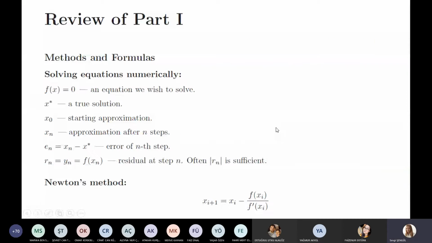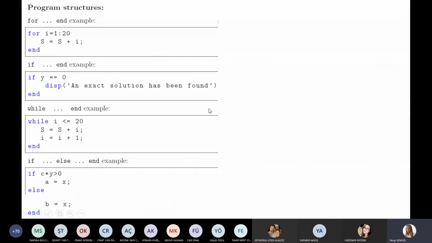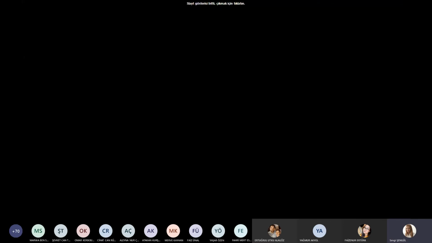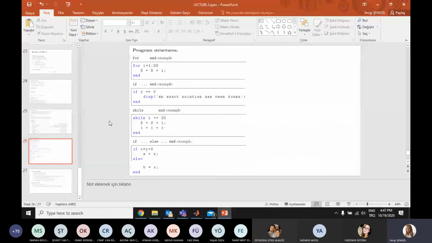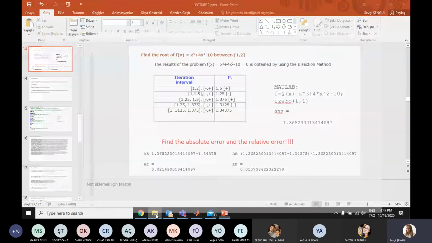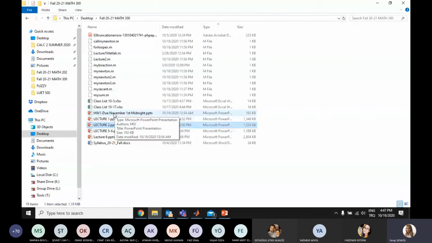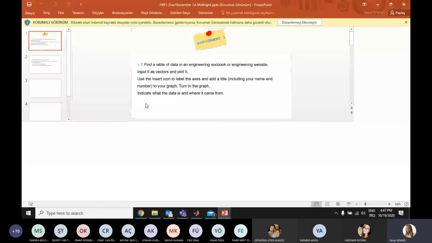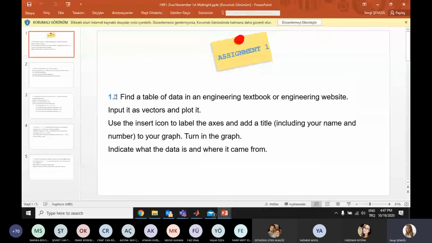And you can do this by checking. I give some reviews in here. These were the nice reviews of what we did according to the methods. You can check that. And also I want to show you the homework, due 1st of November, midnight.